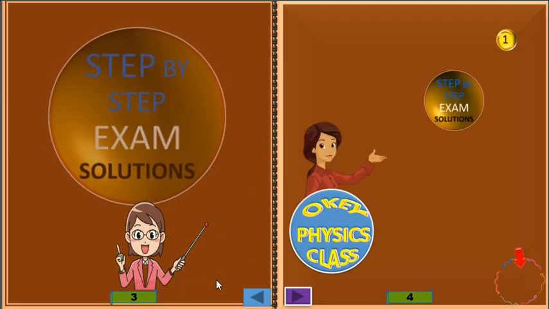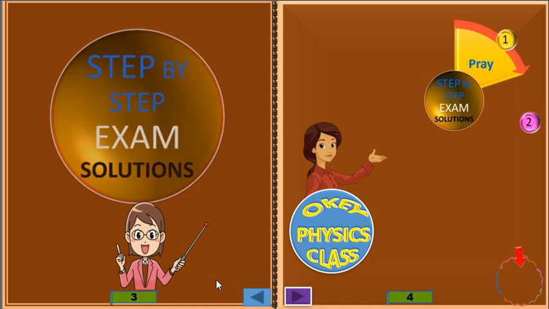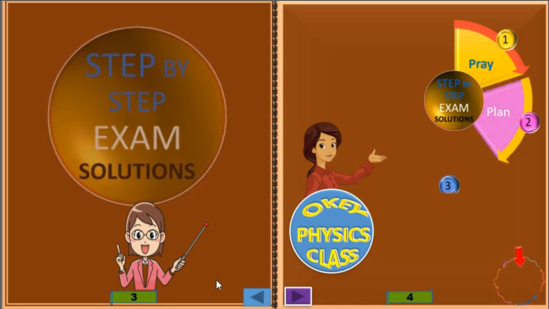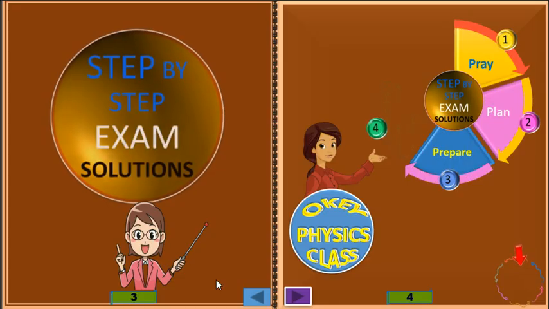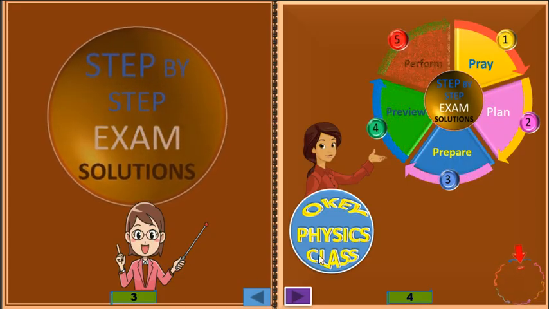OK Physics class presents 5 steps to exam success. Step 1, pray. Step 2, plan. Step 3, prepare. Step 4, preview. Step 5, perform.